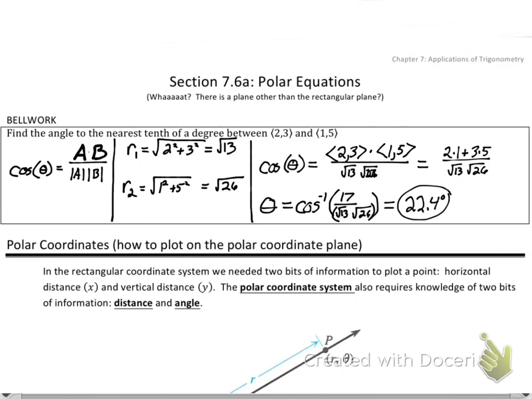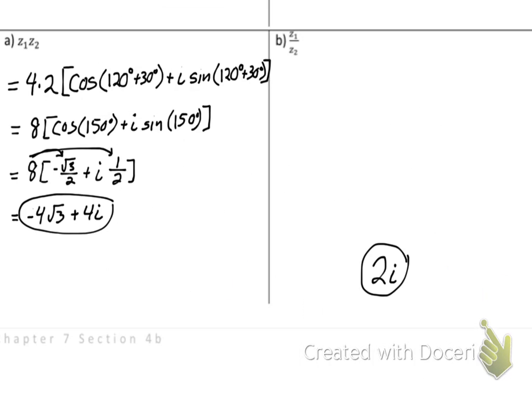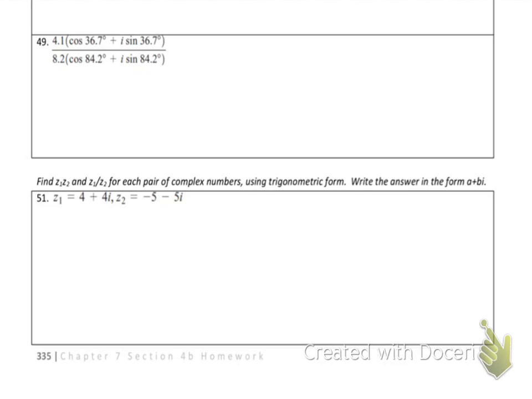51? Okay, let's go ahead and bring that one up. We're supposed to find z sub 1, z sub 2, and z sub 1 divided by z sub 2 for each pair of complex numbers. Did you have problems finding the trig form or just the multiplication and division? The trig form. Which one? Z1. Okay, so let's look at the trig form of Z1.